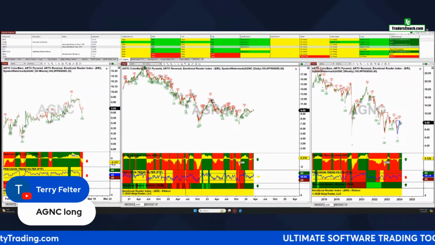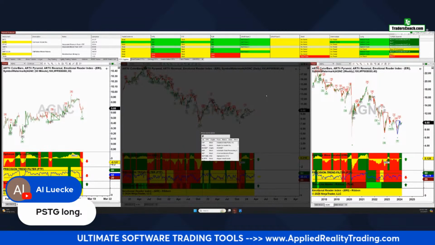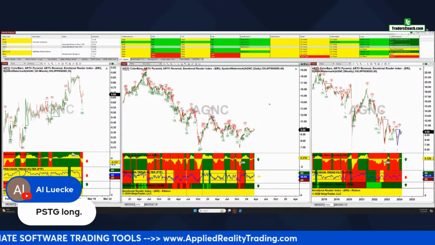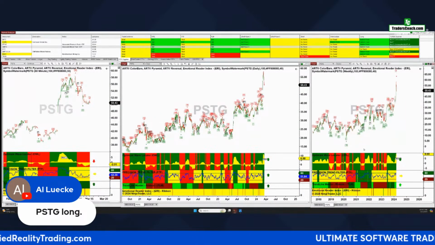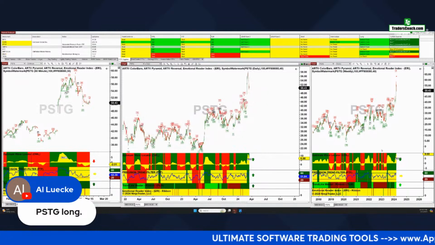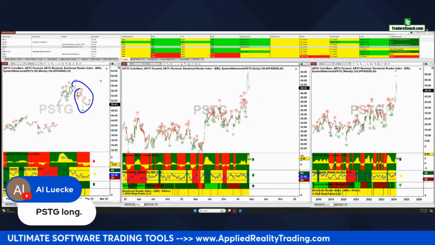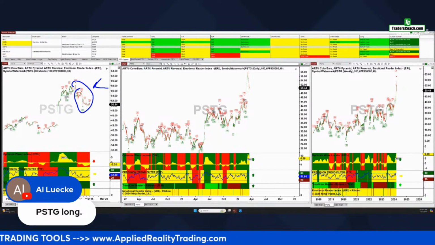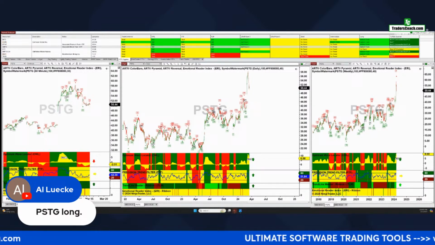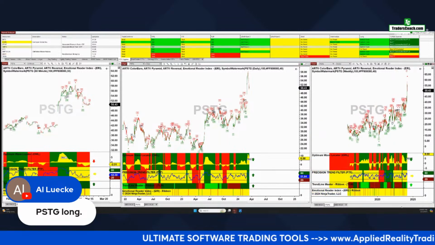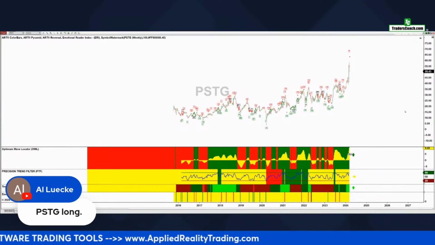All right, let's see here. Let's take a look at PSTG. All right, so PSTG long. Okay, thanks, Al. I don't see any red PTF, so that's a good sign. I do see a pullback here with a red pyramid on the 60-minute. Not necessarily saying that's bad, but do we have a bottom in here? Is it going to turn? It could. At this particular point, I'm trying to get a feel on the weekly chart of where this is going.